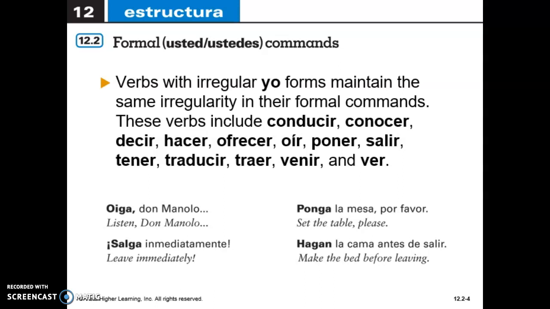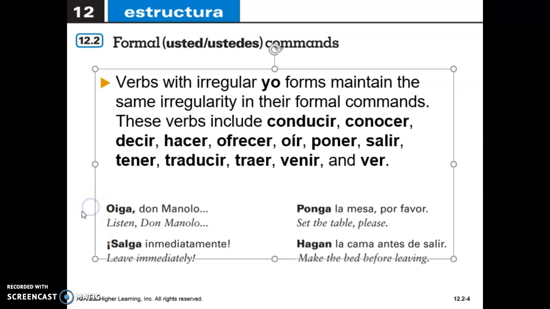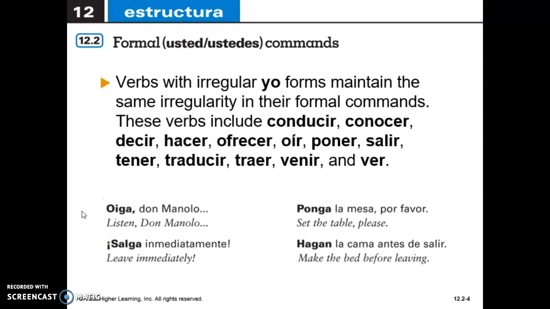These verbs include conducir, conocer, decir, hacer, ofrecer, oír, poner, salir, tener, traducir, traer, venir, and ver, okay? And here we have some examples. From oír, we are going to have oiga, Don Manolo.